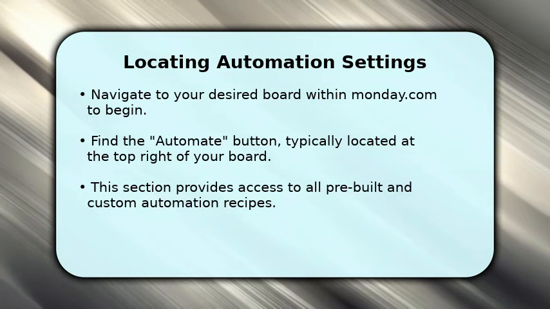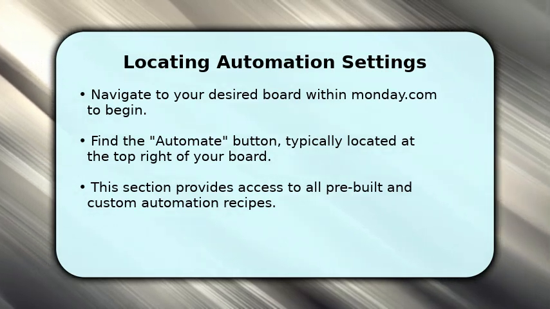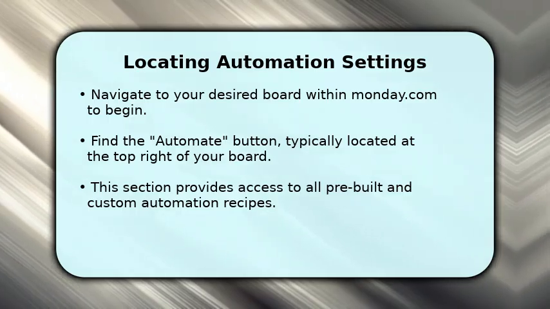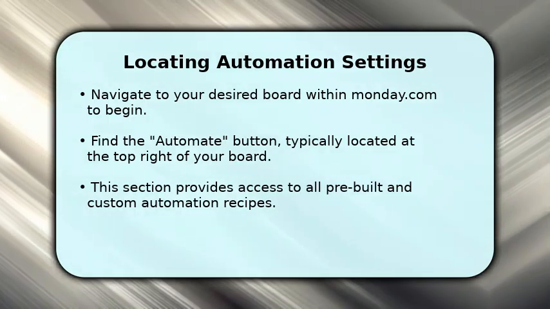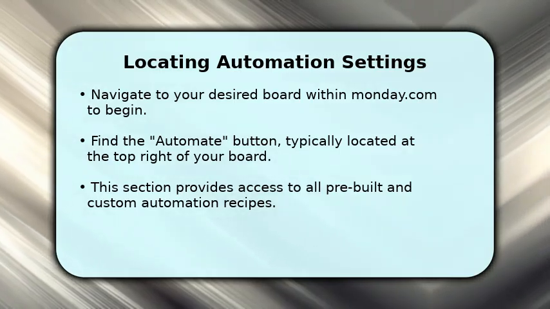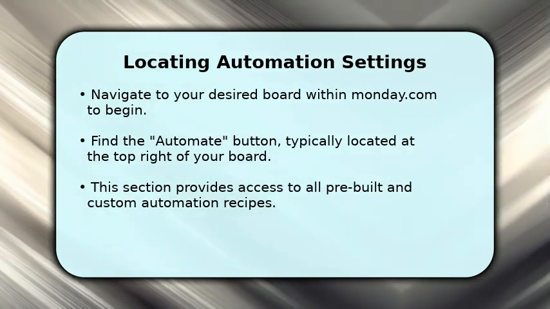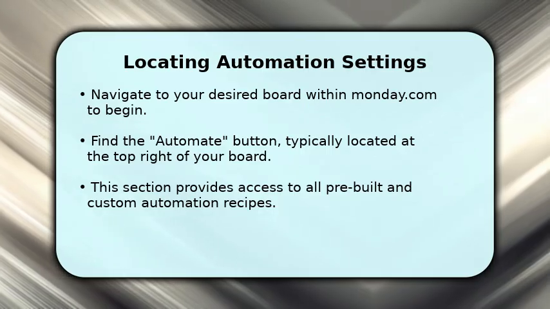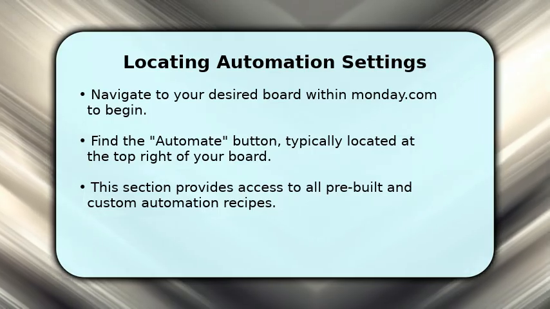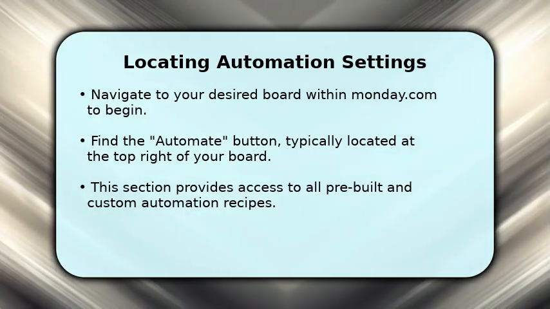To begin, you'll want to open the specific board where you wish to implement a recurring task. Once you're on your board, look for the Automate button, which is usually found in the upper right-hand corner. Clicking this button will open the Automation Center, giving you access to a wide array of pre-built automation recipes and the option to create your own custom workflows. It's your central hub for streamlining tasks.